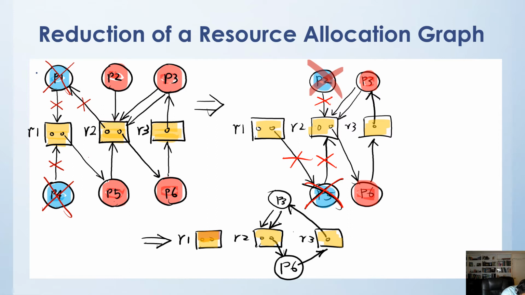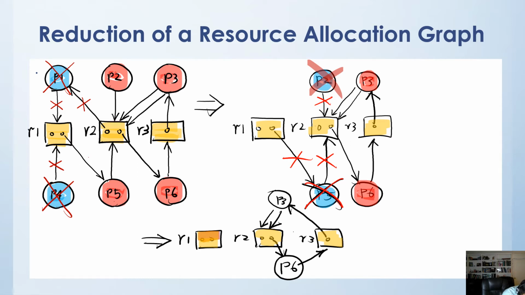Now what's the color for P3 and P6? Are they still red? Which means that they're blocked. Now, it looks like P3 is requested for 2 units of R2. So there's no way you can satisfy this, right?